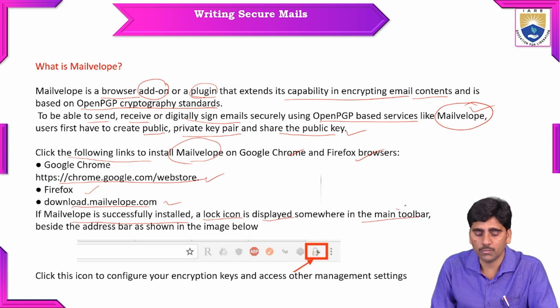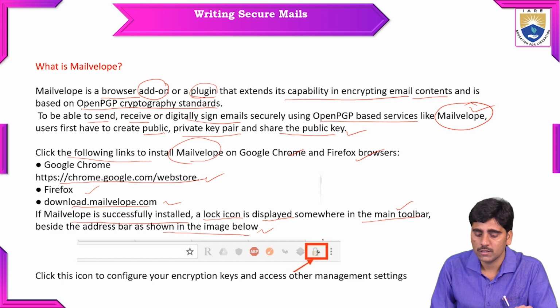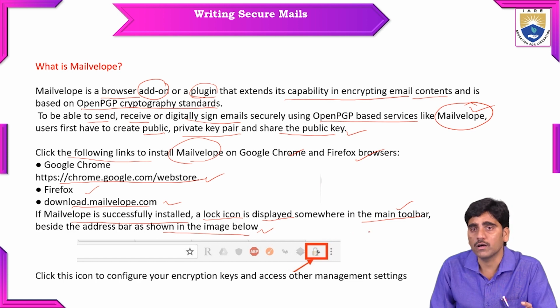If Mail-V-Loop service is successfully installed, a lock icon is displayed in the main toolbar beside the address bar, as shown in the image below. After installation is completed and the service is installed on your system, the browser displays that icon in the toolbar beside the address bar. Beside this address bar, you can see the key symbol.